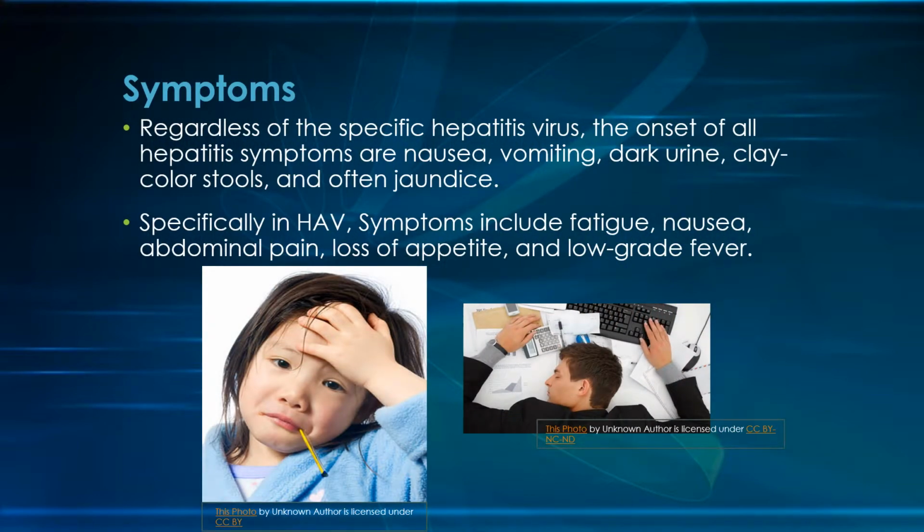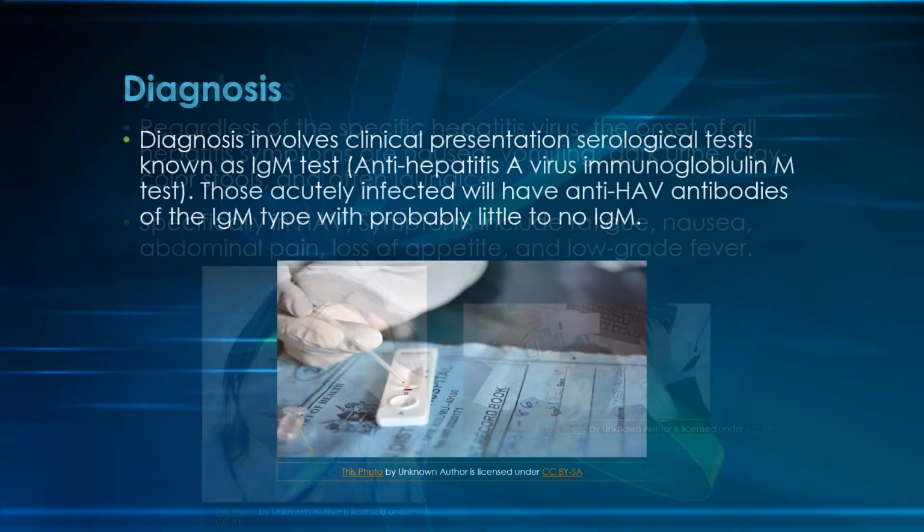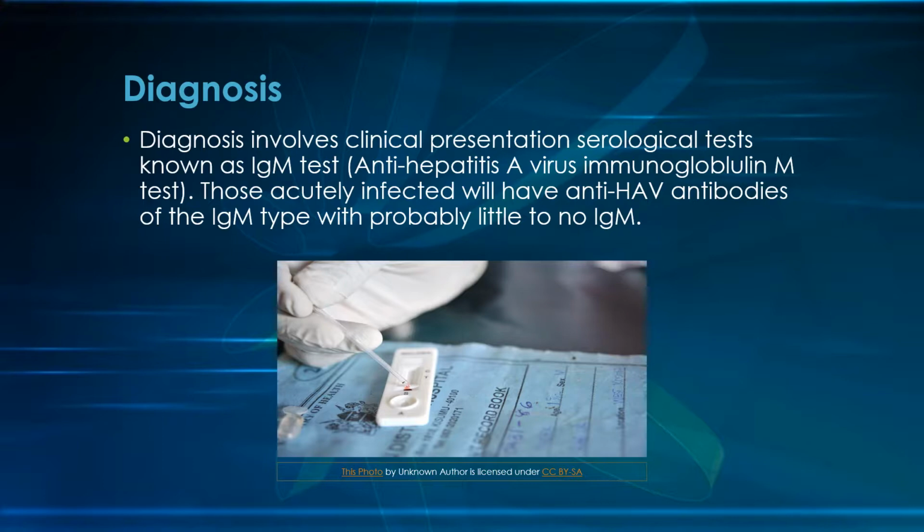Regardless of the specific hepatitis virus, whether it's A, B, or C, the onset of all hepatitis symptoms are nausea, vomiting, dark urine, clay-colored stools, and often jaundice. Specifically with hepatitis A, symptoms include fatigue, nausea, abdominal pain, loss of appetite, and possibly a low-grade fever. Diagnosis involves clinical presentation and a serological test known as the IgM test. Those acutely infected will have antibodies of the IgM type, with probably little to no IgG.